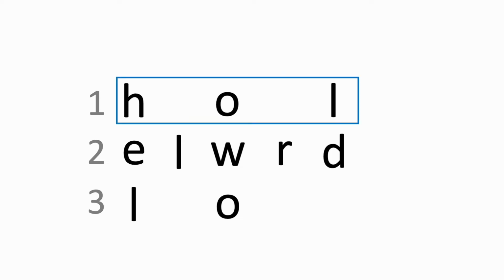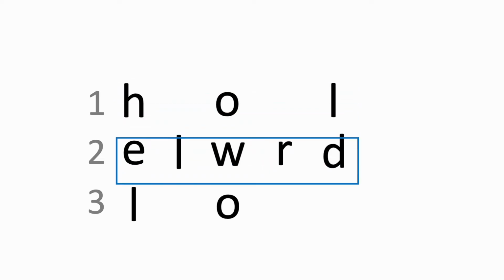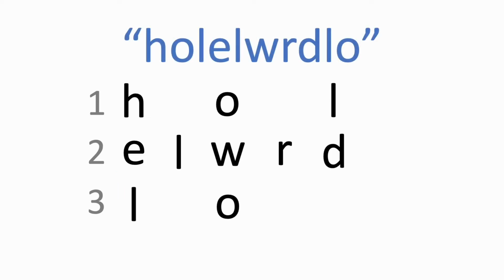Then, we'd have to return the string that would be formed if we read it row by row. So first, we'd read the first row, which is HOL, then the second row, which is ELWRD, then the last row, LO. So reading in that order, the string that we would have to return is HOL, ELWRD, LO.